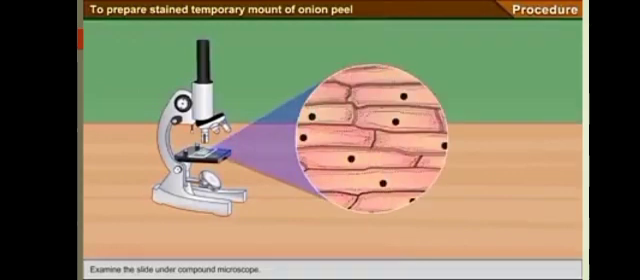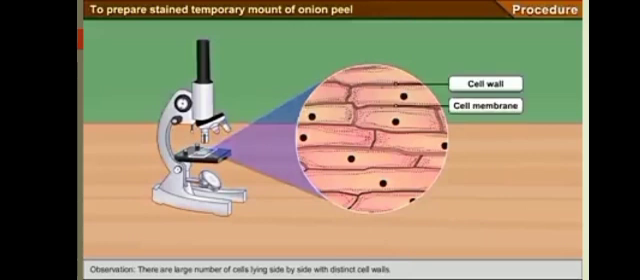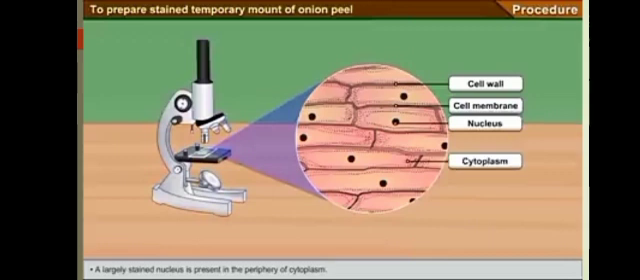Under the compound microscope we will see that the cells are compactly arranged. There will be no intercellular spaces. So we can see the cell wall, we can see the cell membrane, in the middle we can see the nucleus, we can see the cytoplasm at the periphery, and also we can see that vacuoles are present in the cell. Okay.